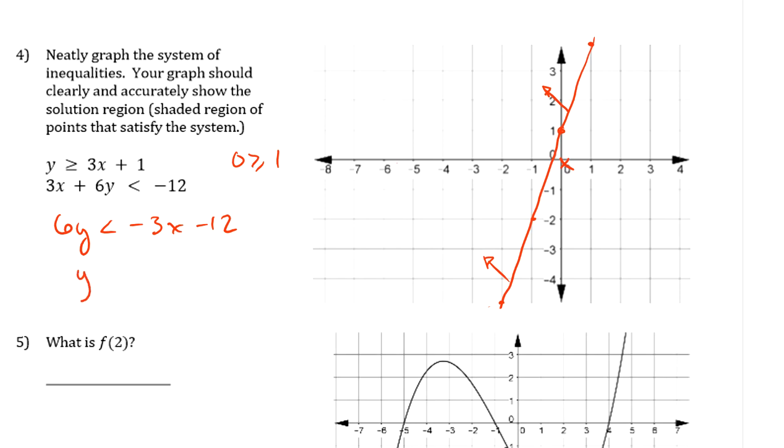And now I'm going to divide both sides by 6. Negative 3 over 6x minus 12 over 6. And of course I could simplify that, right? Y's are those things that are less than negative 1 half x and then minus the number 2. So here I can see my y-intercept is at negative 2 and my slope is down 1 over 2, down 1 over 2. And I could also go up 1 and back 2, up 1 and back 2.